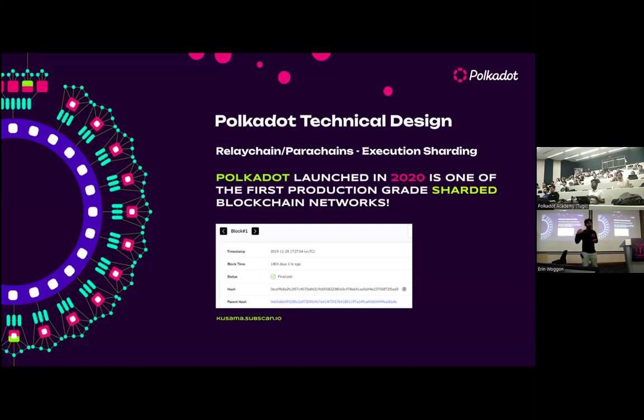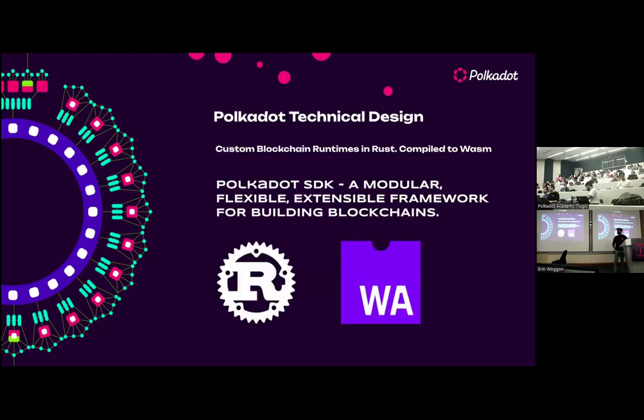So I just show this Kusama block that was produced in 2019. That's the first proof of concept of an execution sharded blockchain in a production environment. So Polkadot is one of those. I'm sure you've heard of others too, like Near Protocol.